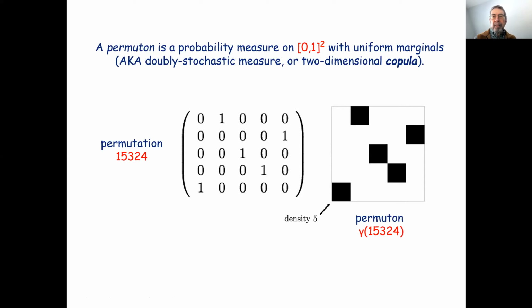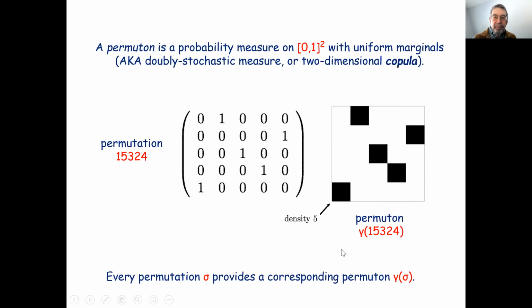And so that permuton is permuton gamma. That strange Y-looking thing is a gamma in my font for some reason. Maybe it stands for Eupremian. And so gamma of 15324 is this permuton. Okay, so every permutation gives us a corresponding permuton.